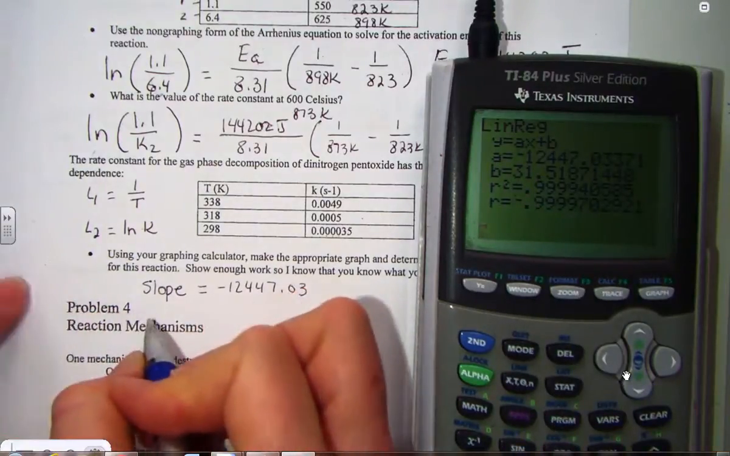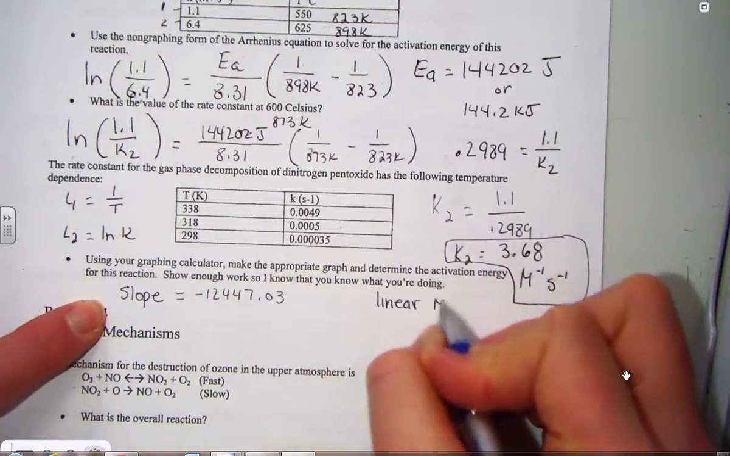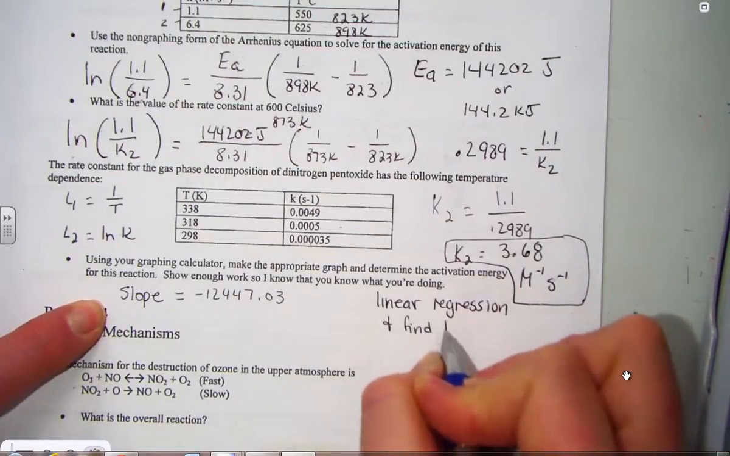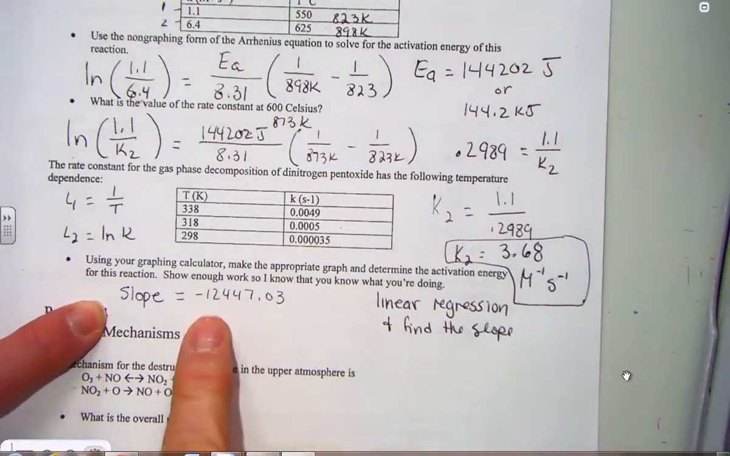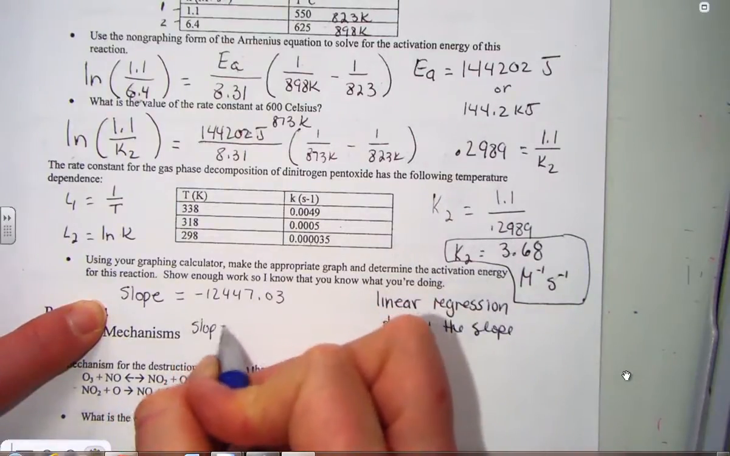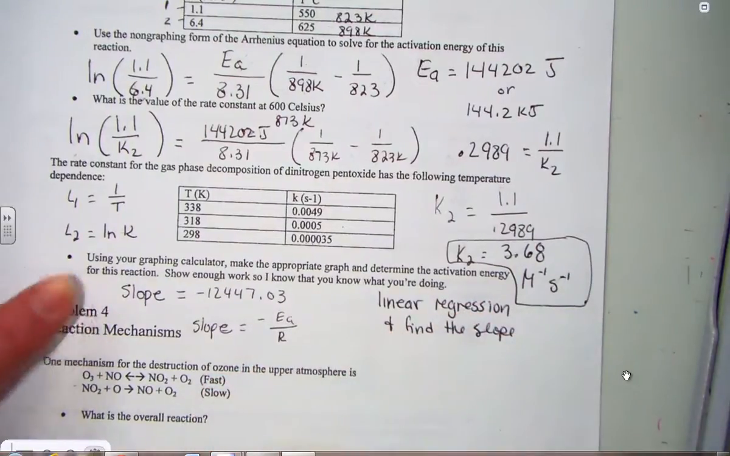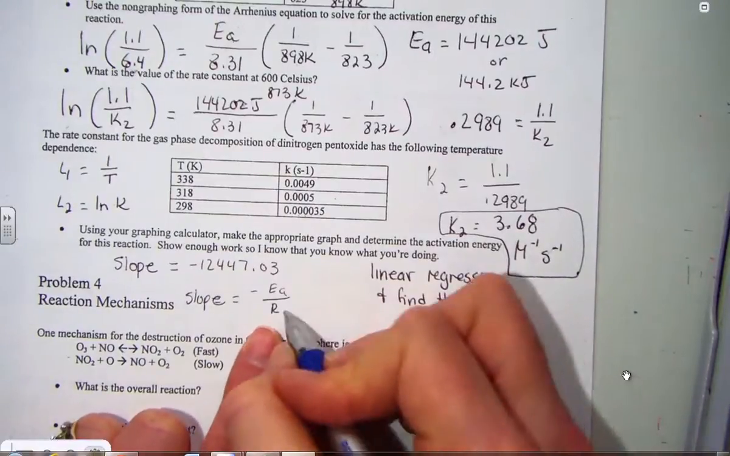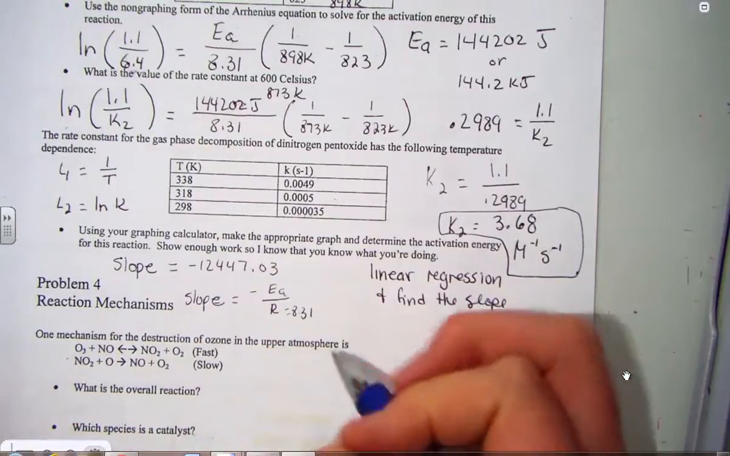So we run a linear regression and find the slope. And the slope was given to us as negative 12447. However, the slope, recall, is equal to negative EA over R. And so we have one more step to do. We have to take the slope and multiply it by 8.31 to actually find the activation energy. So there's an additional step here.